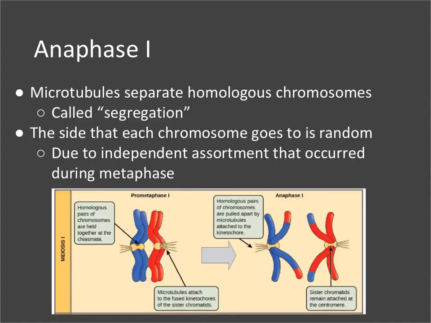During anaphase 1, the homologous chromosomes that lined up in the middle of the cell during metaphase 1 get separated from each other. And this separation is called segregation. The side that each chromosome goes to during segregation is random due to that independent assortment that we talked about, which happens during metaphase 1. And remember that independent assortment just has to do with which side the homologous chromosomes are lining up on when they line up during metaphase 1.